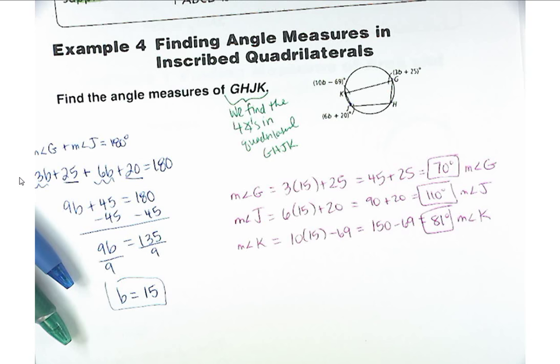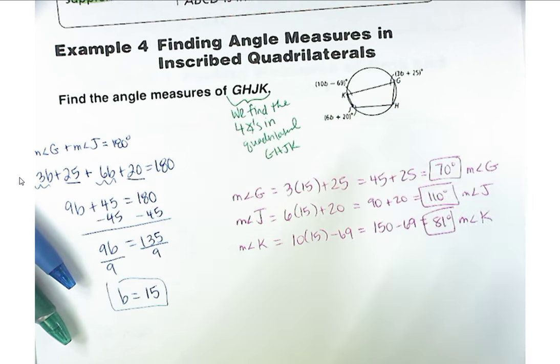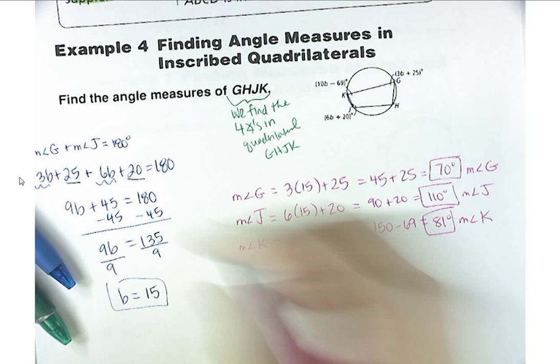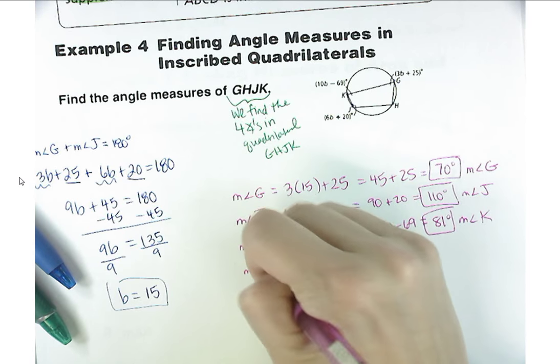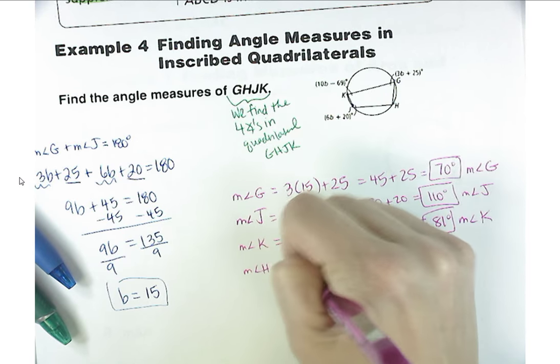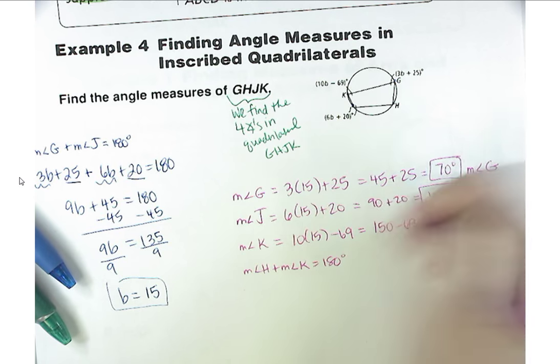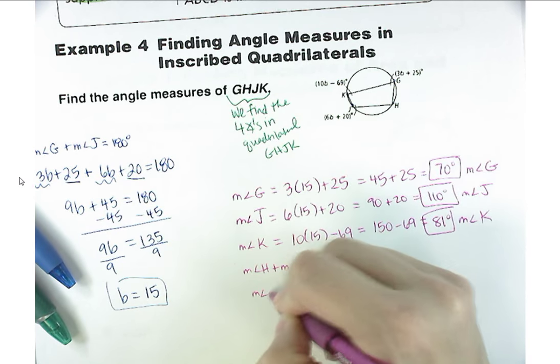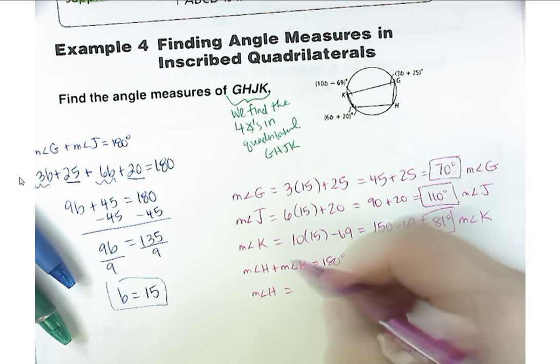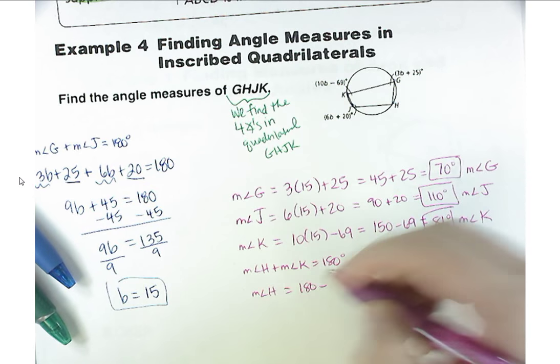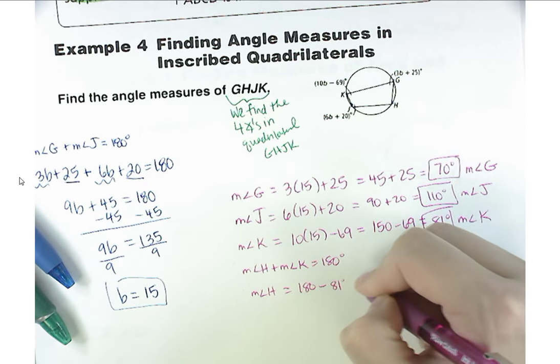So now we can find the measure of angle H. How can we do that? Okay, good. There's actually a couple different ways. One way is that you know the measure of angle H plus the measure of angle K is equal to 180. So the measure of angle H is going to be 180 minus 81, which is going to be 99.